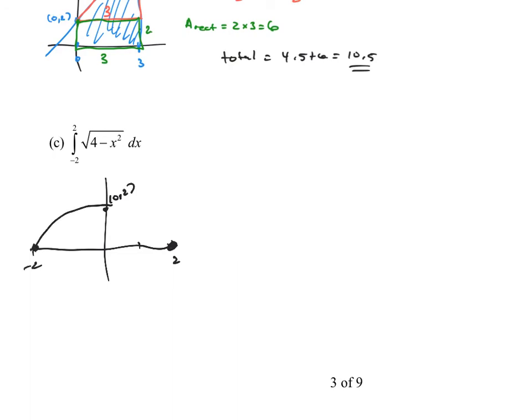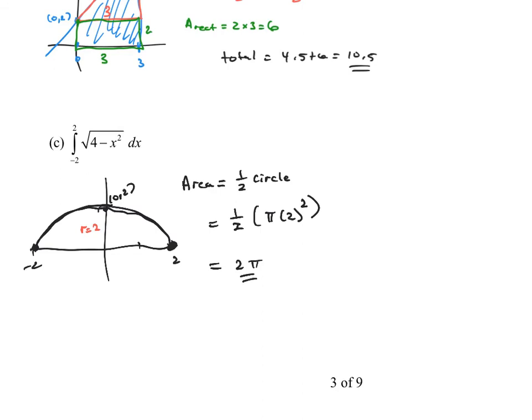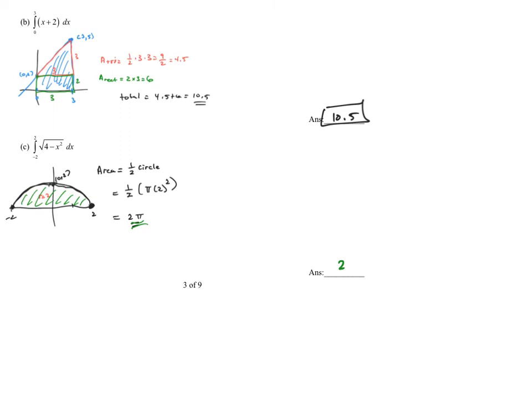So what are we dealing with as a shape here? We're dealing with half of a circle. That circle has a radius equal to 2. So to find the area of this, it's going to be half of the area of a circle, which is pi times the radius, 2 squared. In this case, it would be 4 pi over 2, or 2 pi, would be the area of half of the circle. So this area right here would be equal to 2 pi.